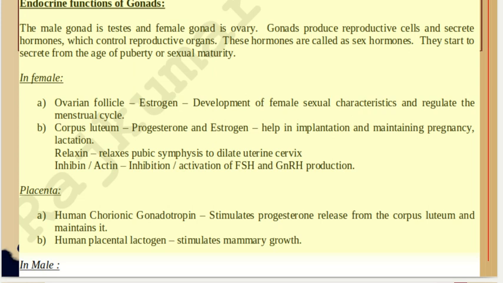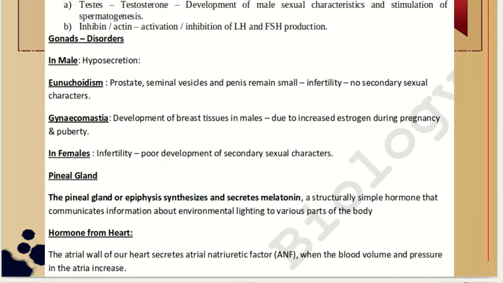The placenta releases human chorionic gonadotropin, which stimulates the progesterone release from the corpus luteum and maintains it. The human placental lactogen stimulates mammary growth. Testis: testosterone is responsible for the development of male sexual characteristics, and it also stimulates spermatogenesis, that is development of sperm. Inhibin or activin is responsible for either inhibition or activation of LH and FSH production.